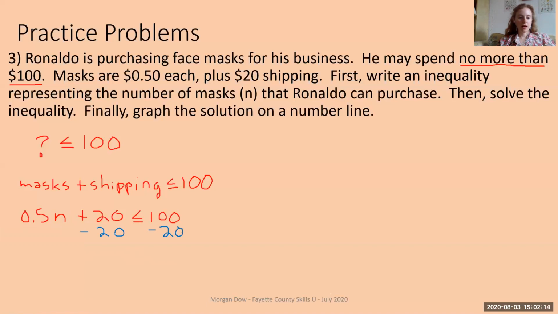Those 20s will cancel out. We're going to be left with 0.5N is less than or equal to 80. Right, so what we have now, in the middle of solving this, is a statement about what he can spend on the masks if you exclude the shipping. We canceled out the shipping from this statement, and now we're saying 50 cents times the number of masks he buys needs to be less than or equal to $80. So the 80 is the portion that he's able to spend on actual masks, excluding that $20 shipping fee.